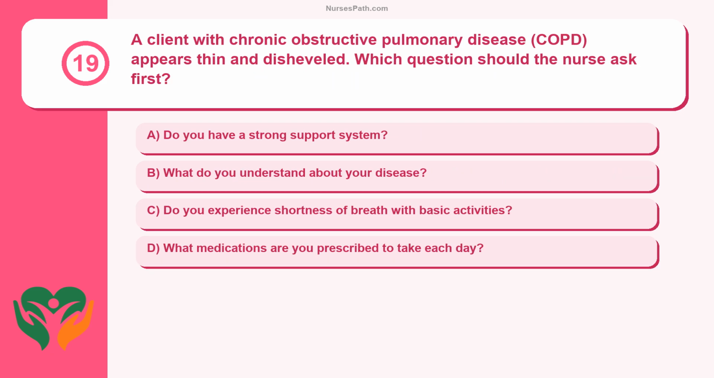Question 19. A client with chronic obstructive pulmonary disease, COPD, appears thin and disheveled. Which question should the nurse ask first? A. Do you have a strong support system? B. What do you understand about your disease? C. Do you experience shortness of breath with basic activities? D. What medications are you prescribed to take each day?